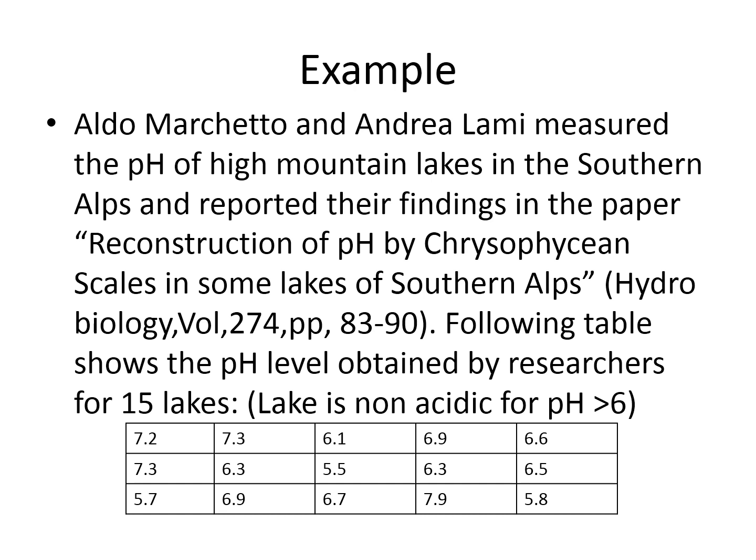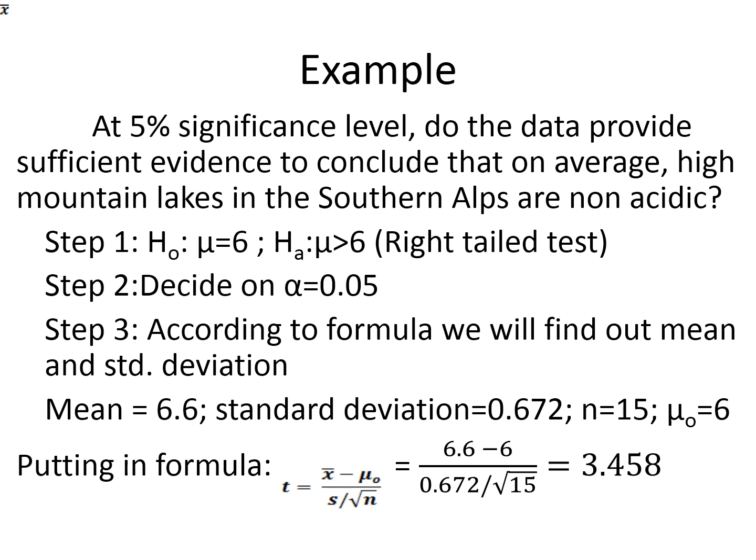The following table indicates the 15 lakes and their pH levels, 7.2, 7.3, and these are all the values of the different 15 lakes of Southern Alps. At 5% significance level, do the data provide sufficient evidence to conclude that on average high mountain lakes in Southern Alps are non-acidic? Here three things are to be considered. Number one, what is alpha given? Here 5% significance level means that alpha is 0.05, 5 divided by 100.